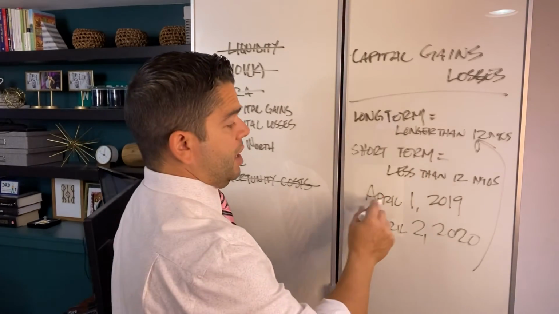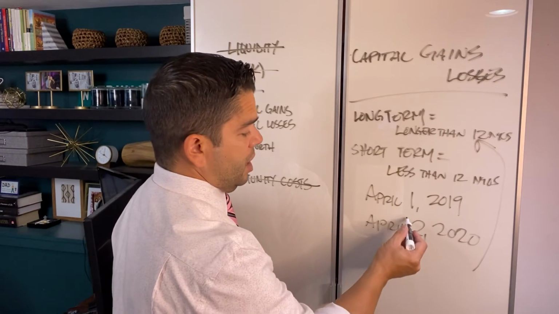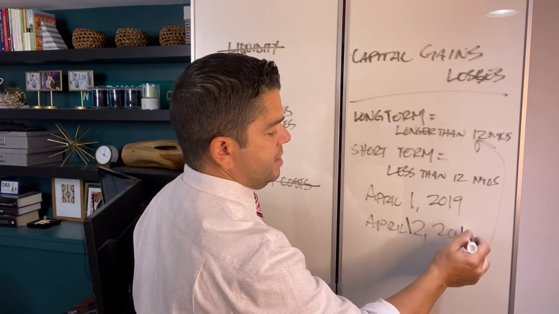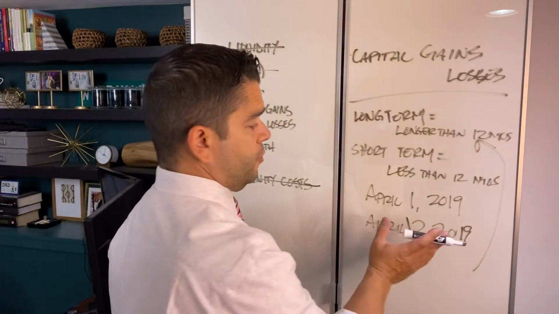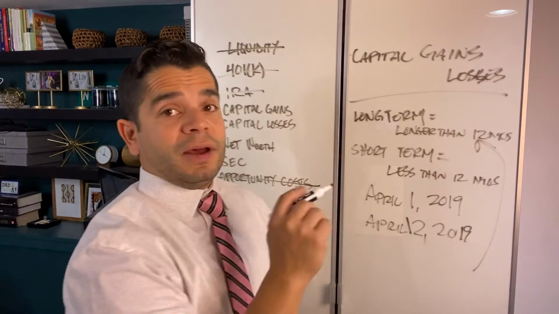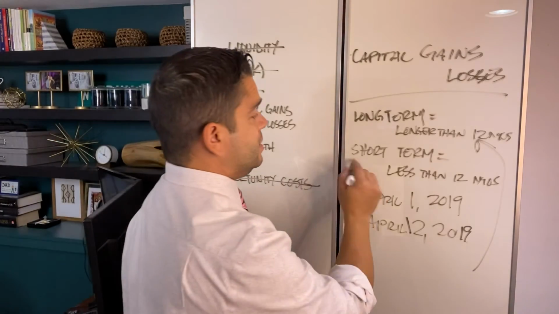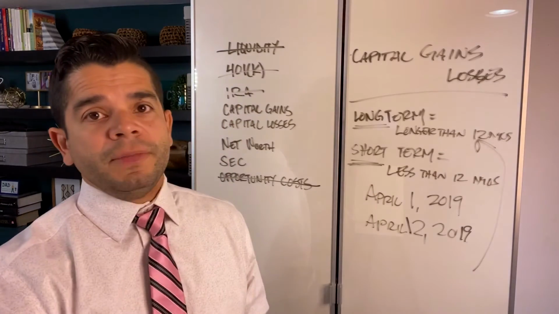Now, if you bought on April 2nd, 2019, and you sold on April 12th, 2019, you could have gained the same amount of value as in the previous example, but because you did it in less than a year, it's now a short-term gain. Now, why does it matter if it's a long-term gain or a short-term gain?